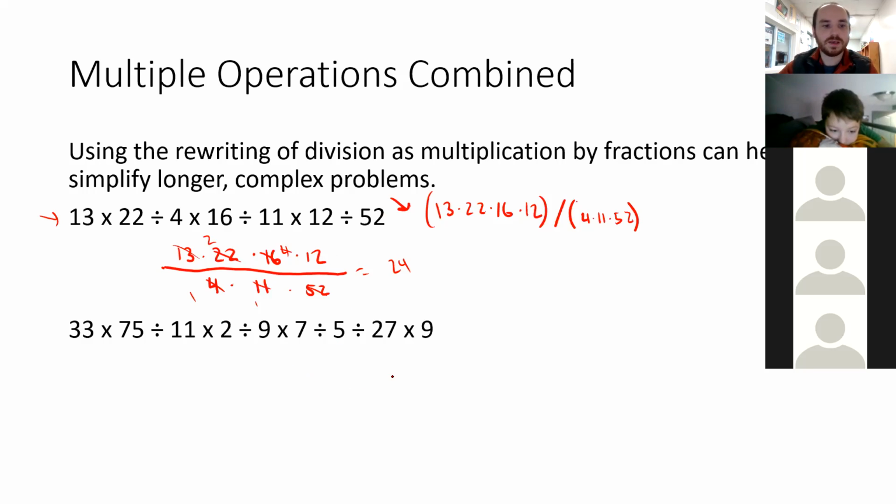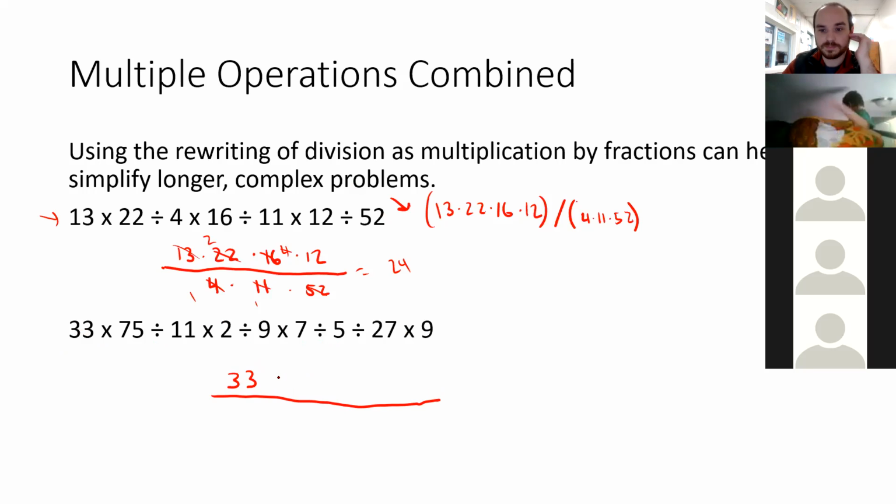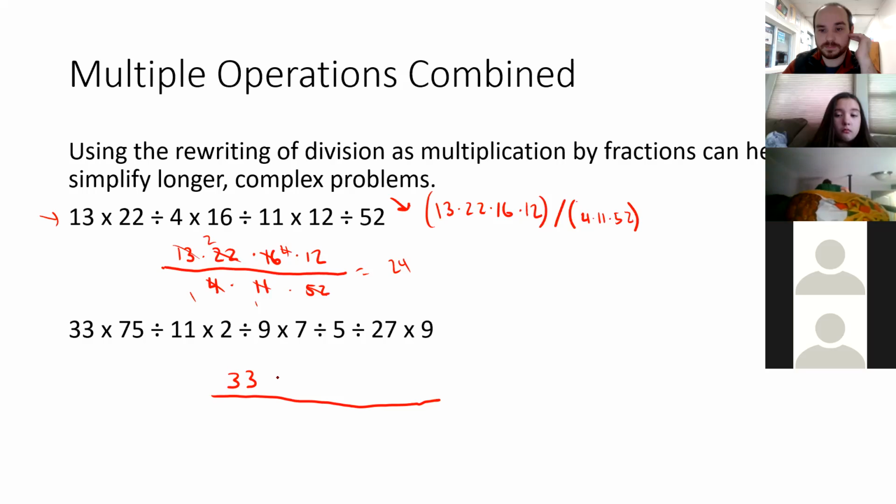Okay, now on this second problem, what I want to do is I'm going to draw out a fraction line like this. I want you guys to tell me which numbers go on top and which ones go on bottom. So does 33 go on the top or the bottom? Top. Does 75 go on the top or the bottom? Top. Yep, because it's multiplication, it goes on top.